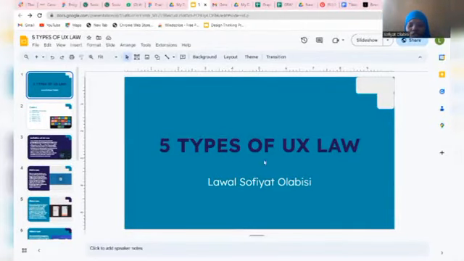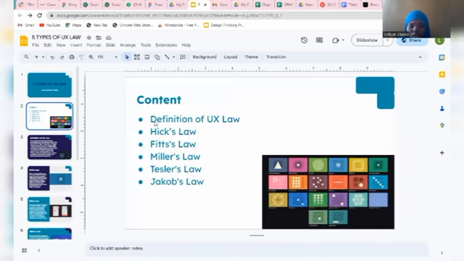I'll be discussing five types of UX law. We have different types of UX law, but I'll be covering a few of them. The content I'll be discussing is the definition of UX law, Hick's law, Fitts's law, Miller's law, Tesler's law, and Jacob's law. So these are the five UX laws we're discussing.